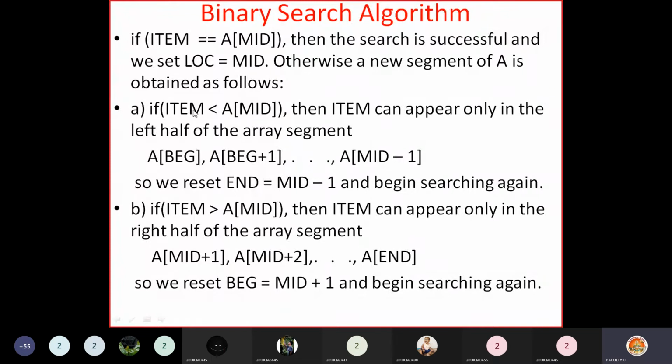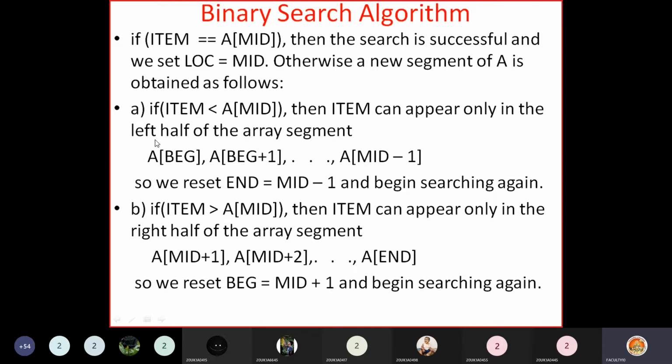you can confirm that it is present in the left half. Then there is no need to search in the right half of the array. So then you can say that the item can appear only in the left half of the array segment. Now how can you denote this left half of the array? The left half starts from a of beginning, a of beginning plus 1, up to a of mid minus 1. The middle element is not the element to be searched, already you know. So from the beginning up to mid minus 1 you need to search now.